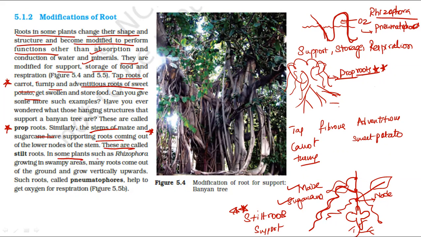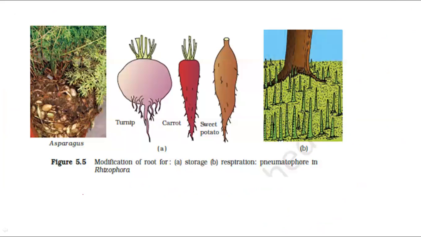In some plants, such as Rhizophora, growing in swampy areas, many roots come out of the ground and grow vertically upward. See, this is the ground direction. This is the vertically upward direction. And they help to get oxygen for respiration.